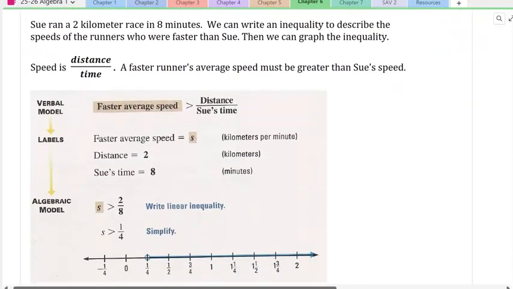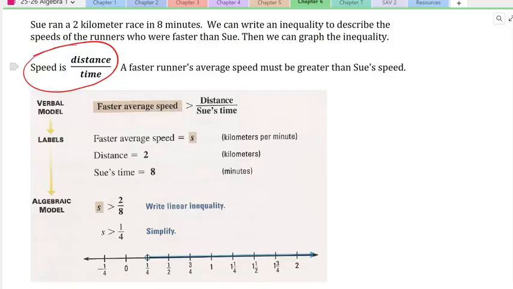Sue ran a 2-kilometer race in 8 minutes. We can write an inequality to describe the speeds of the runners who were faster than Sue, and then we can graph the inequality. Keep in mind, in a situation such as this, speed is equal to distance divided by time. A faster runner's average speed would have to be greater than Sue's speed. So the faster average speed would be greater than the distance divided by Sue's time.